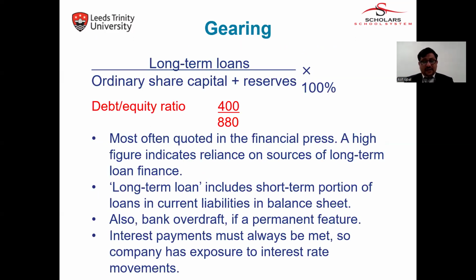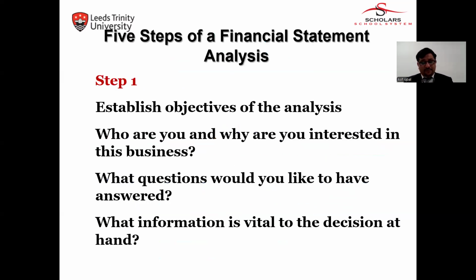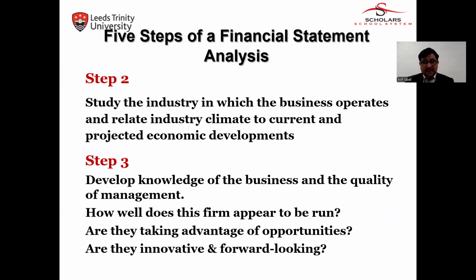Then we have the gearing ratio, which is long-term loans divided by ordinary share capital plus reserves, times 100. Then we have the interest cover ratio. The formula is operating profit divided by the interest charge, which indicates how safe the annual interest payment is in relation to the profit. Then we have the five steps of financial statement analysis. First, we establish our objectives: who is interested in the business, why, and what information is vital to make the decision.